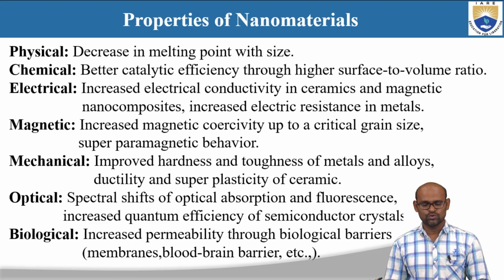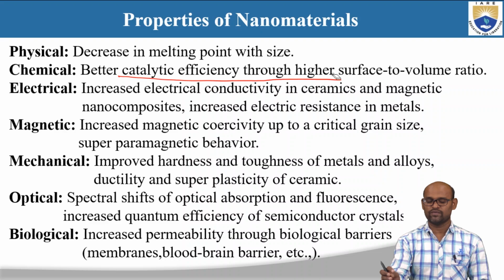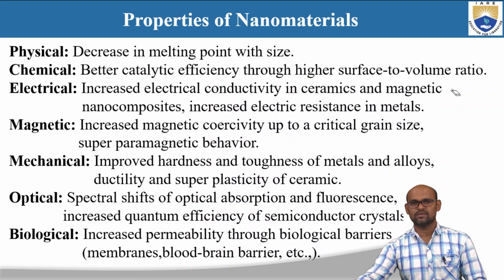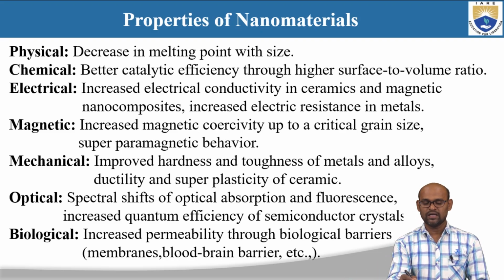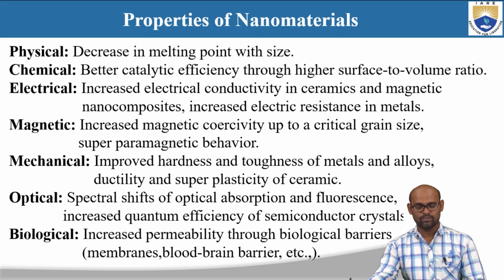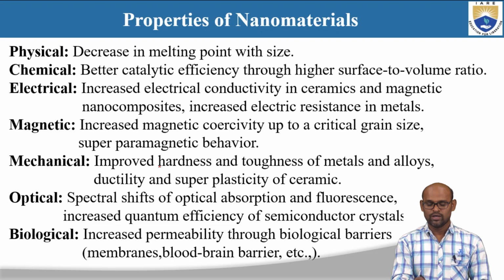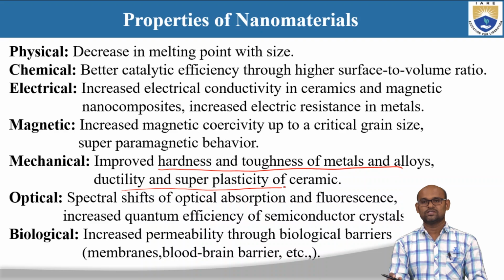Similarly, chemical properties will also change. When you go down in size, there is better catalytic efficiency through a higher surface to volume ratio. So when you reduce the size of these nanomaterials, materials which are not catalytic will become catalytic. Similarly, electrical properties change. Materials which are not electrical conductors will become conductors as you go down in size. Magnetic properties change: coercivity changes and they will exhibit superparamagnetic behavior as we go down in size. Mechanical properties change: improved hardness and toughness of metals and alloys, ductility and superplasticity of ceramic material.